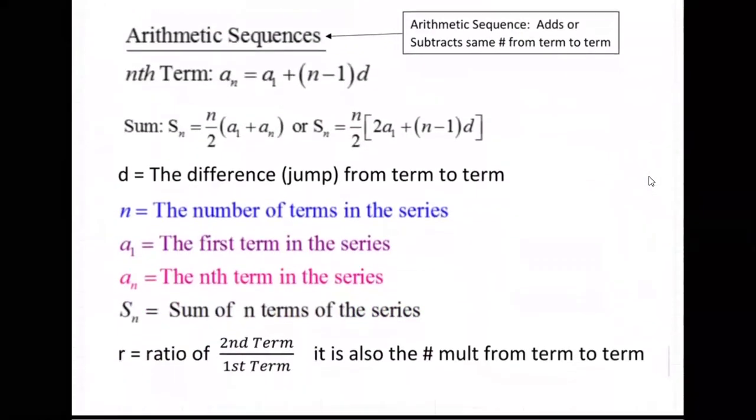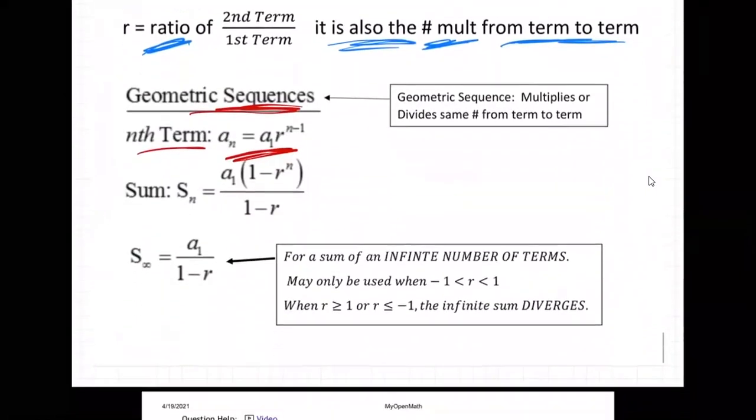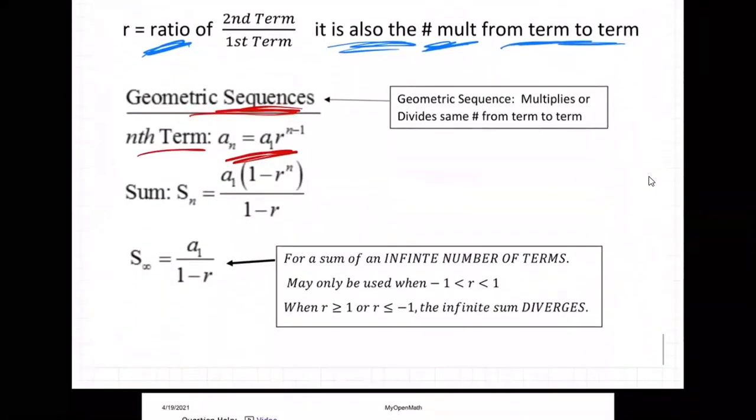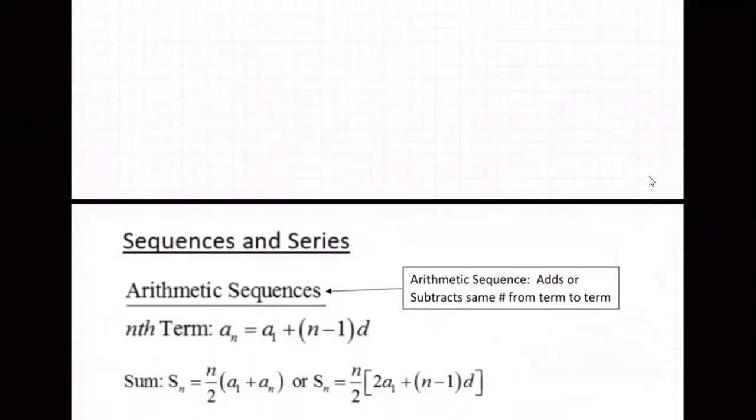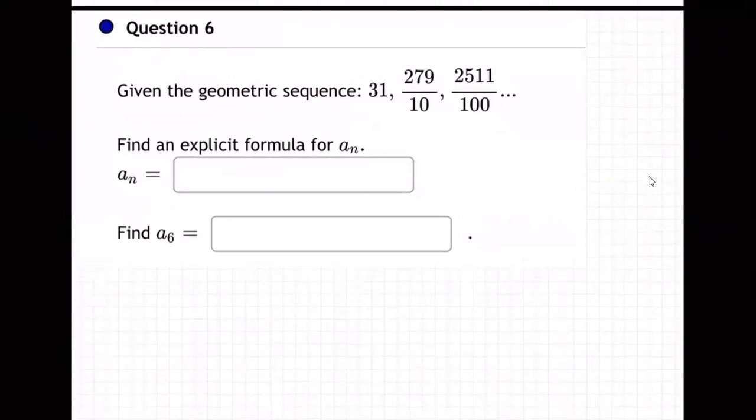So if you come to the notes, here's the arithmetic, and come on down here. Here's the geometric. So the nth formula of a geometric sequence is right there. A sub n is a1 times r to the n minus 1. So let's do that. A sub n is a1 times r to the n minus 1. So there's the formula.